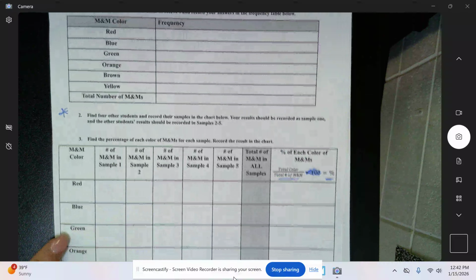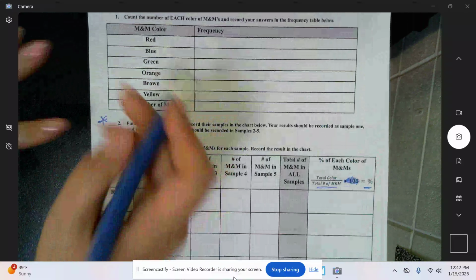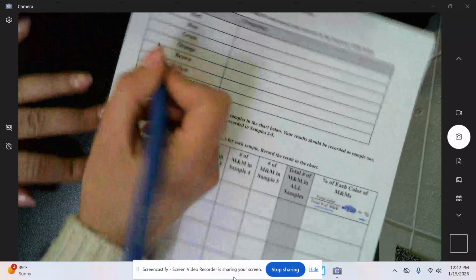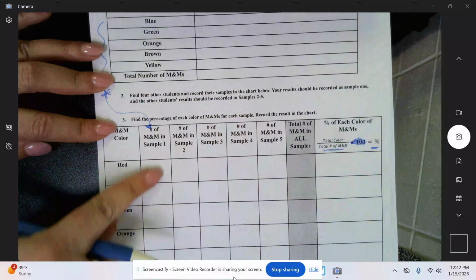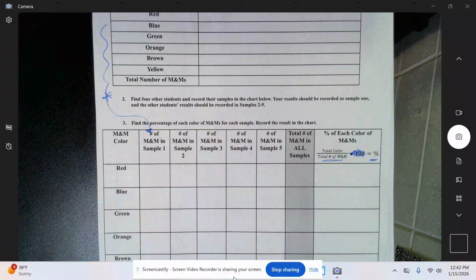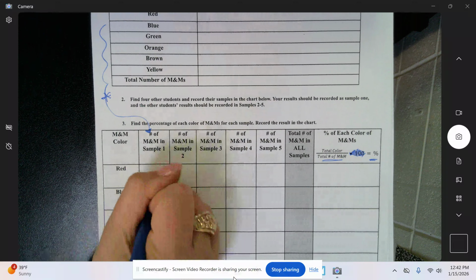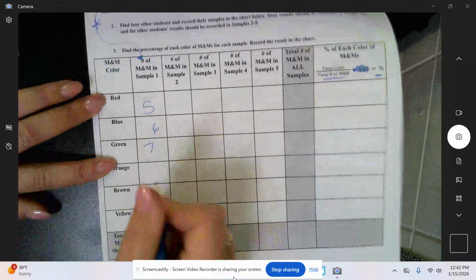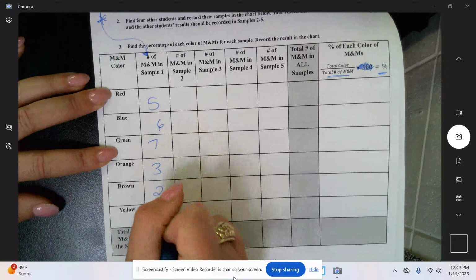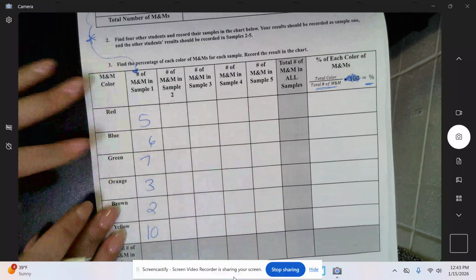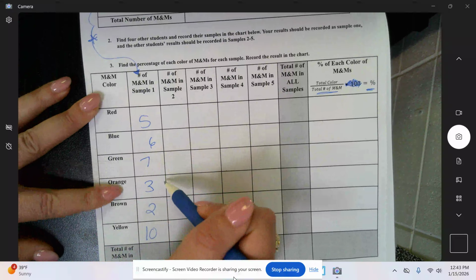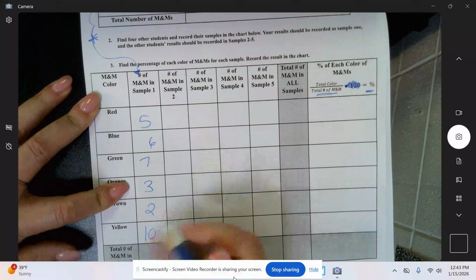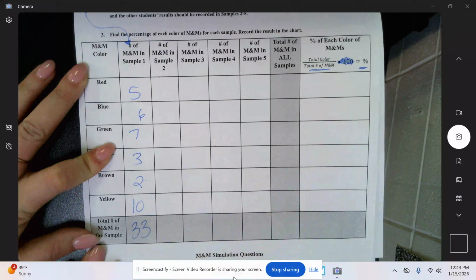Then what you're going to do is take this information up here and put it into the sample 1 column. But you can write numbers. You don't have to do tally marks. So if I have 5 red, I'll put 5 red, 6 blue, 7 green, 3 orange, 2 brown, 10 yellow. That's all my information. And then I would add that together. 11, 10, 21, 22, 23, 33.